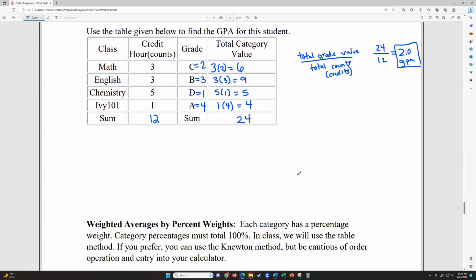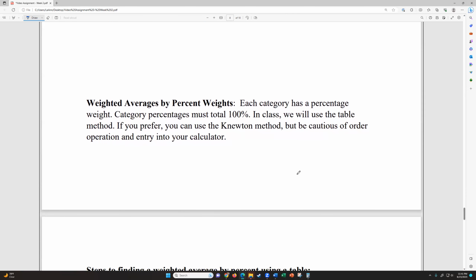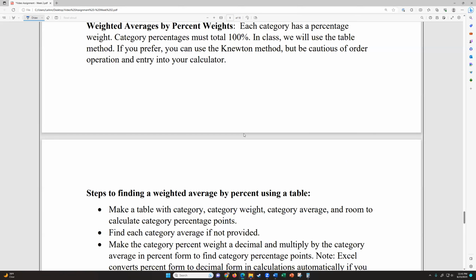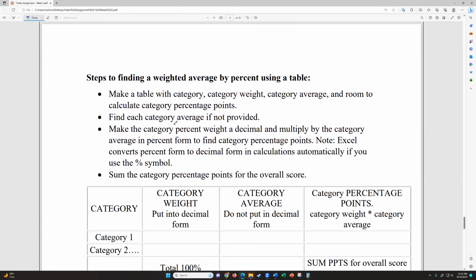All right, so let's look at what if we want to weight by percent weights. So in this situation, each category has a percentage weight. Category percentages must total up to 100%. So like in our class, if you look at the syllabus, if you look at all the different categories, homework, project, instructor choice, outcomes assessment, exams, all of those percentages add to 100%. So again, I like to do it with a table method. If you want to use the Newton method, which is a long formula, feel free. But this time we make our table just slightly different, just because we were dealing with percentages.